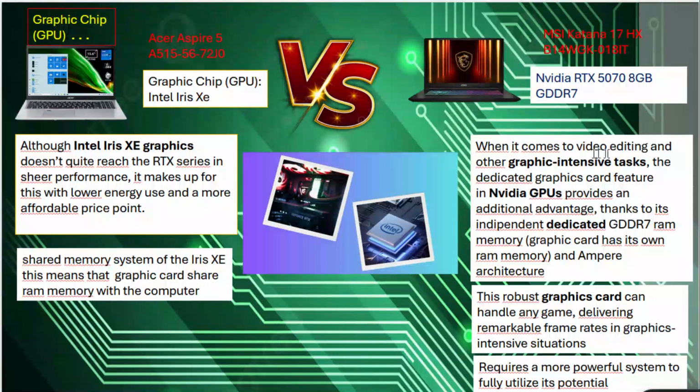When it comes to video editing and other graphic-intensive tasks, the dedicated graphics card feature in NVIDIA GPUs provides an additional feature thanks to its independent dedicated GDDR7 RAM memory. The graphic card has its own RAM memory and Ampere architecture. This robust graphic card can handle any game, delivering remarkable frame rates in graphics-intensive situations. It requires a more powerful system to fully utilize its potential.